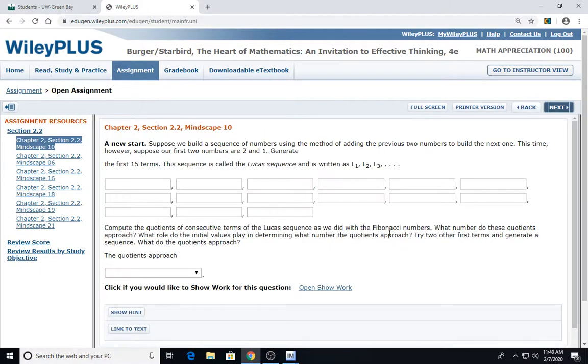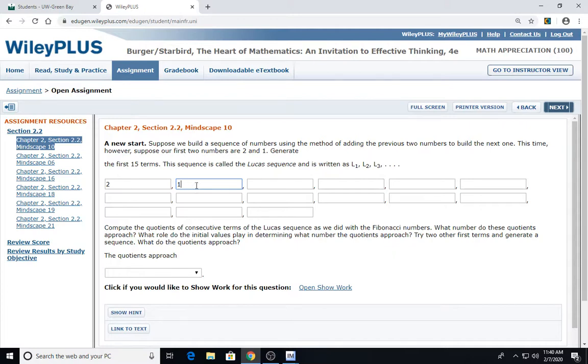In Mindscape 10, we suppose we build a sequence of numbers using a method of adding the previous two numbers to build the next one, like we did with the Fibonacci sequence. But instead of starting with 1 and 1, we start with 2 and 1. And you put them in an order, okay? Don't put them in numerical order. Put them in the order they're said in the problem. Then we go on from there, adding just like with the Fibonacci numbers.